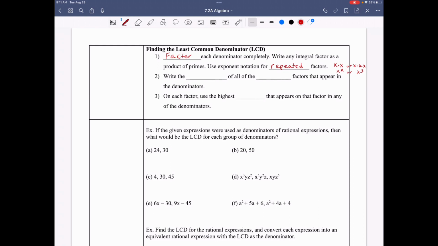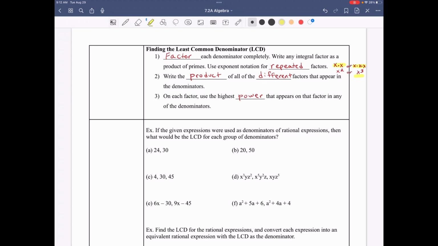Then the next thing that we do is we write the product of all the different factors that appear in the denominators. And the last step, on each factor, use the highest power that appears on any of the factors in the denominators. So for example, in the x to the second or the x to the third, you would want to use the x to the third because it's the highest power.